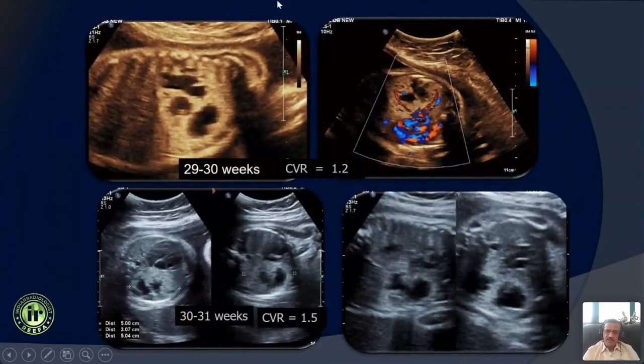So here's an example at 29-30 weeks. This is from last year. We had a CVR of 1.2, which is a little unusual, because usually by 29-30 weeks we start seeing them regressing.